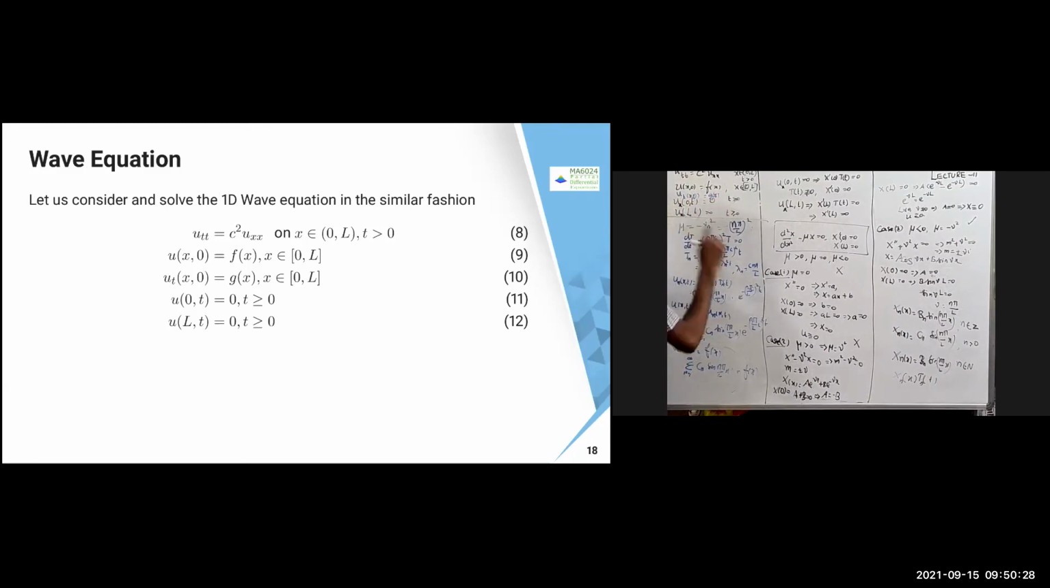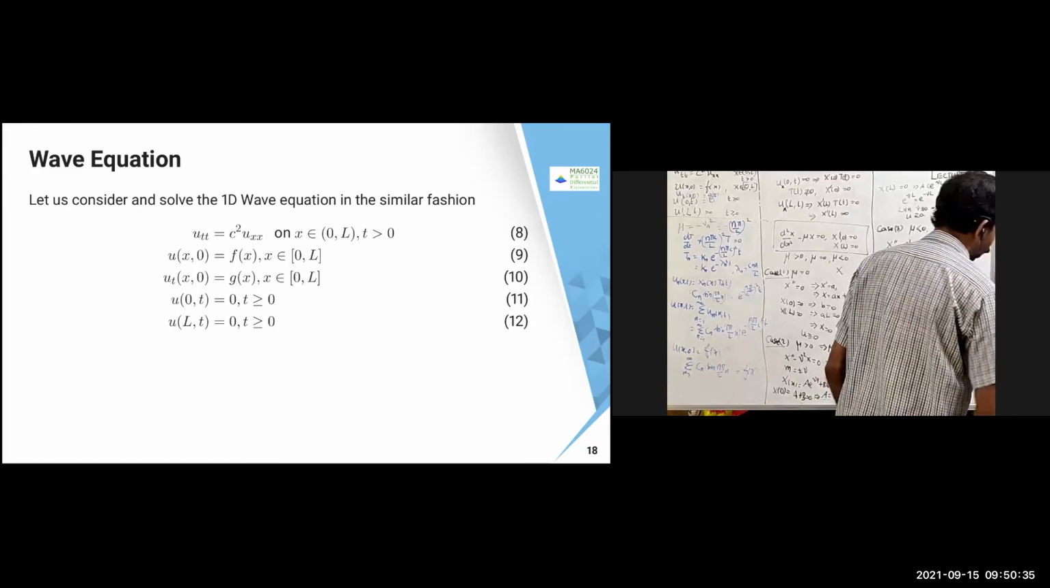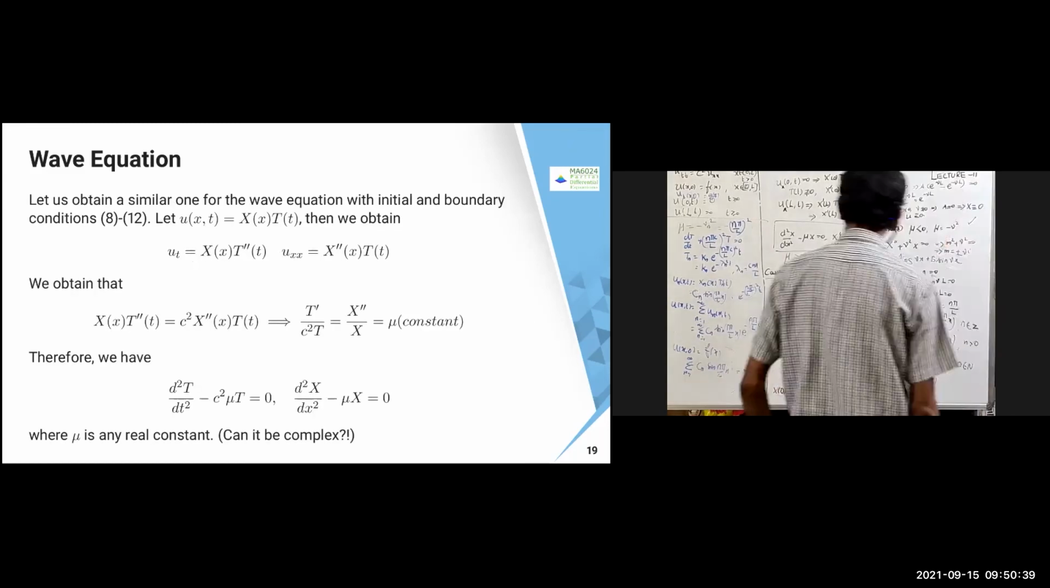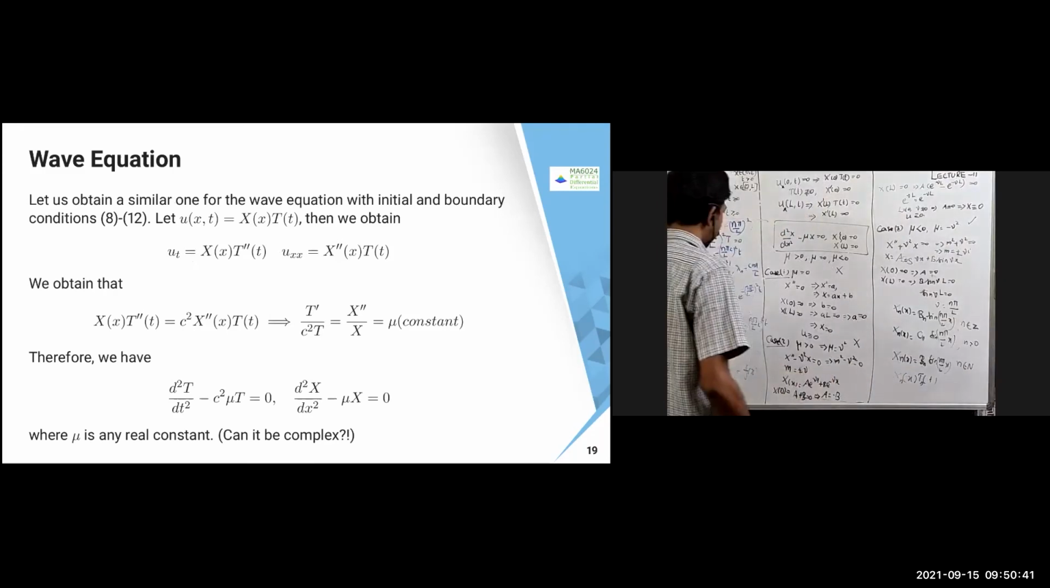Same thing. Remaining things are same. u(0, t), u(L, t) equal to 0, etc. is there. So again, this is the wave equation. This derivation we will see later. Again, the same kind of thing: whatever I have derived, the same kind of thing is going to come.